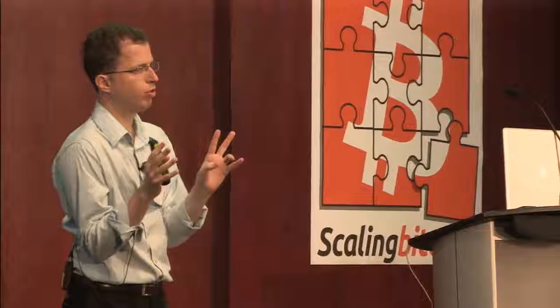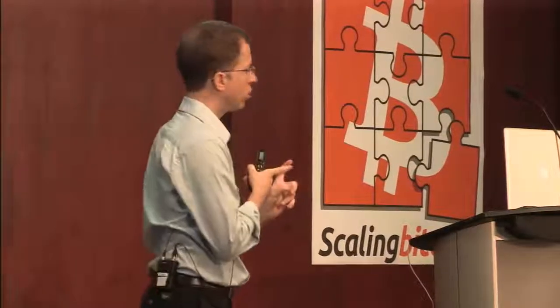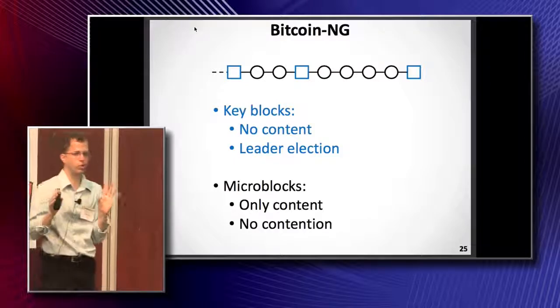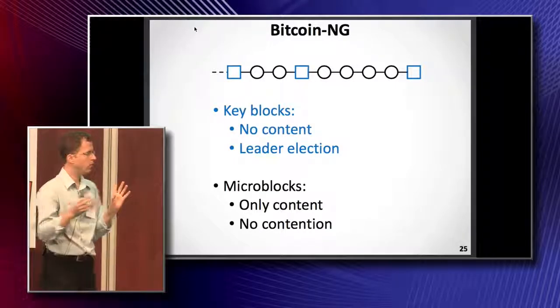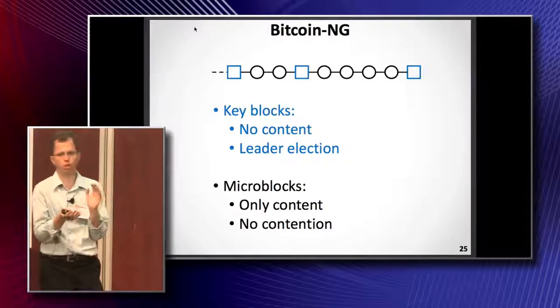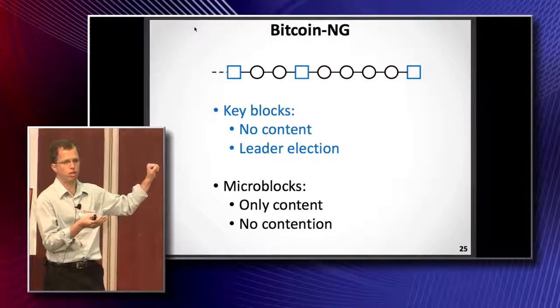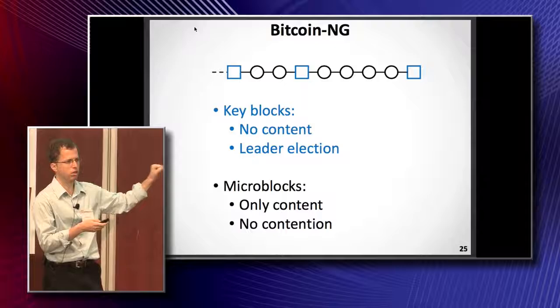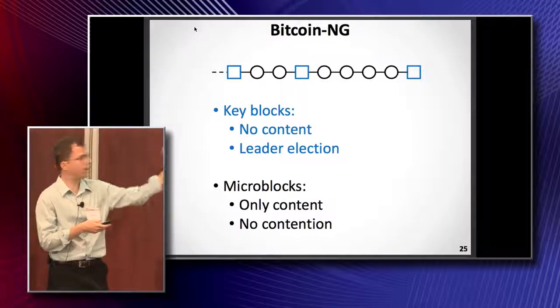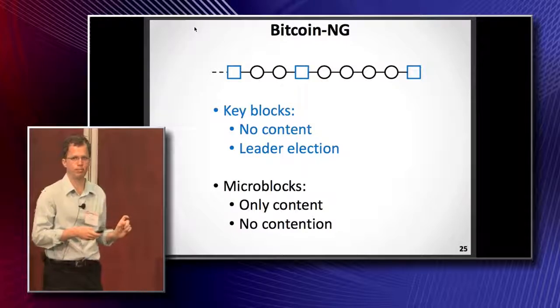We have 2 types of blocks. We have key blocks. They carry no content. They're just used for leader election. And we have micro blocks. These carry only content, and there is no contention, because only the leader is allowed to generate micro blocks when it is his turn to be leader. So for the epoch until the next key block.